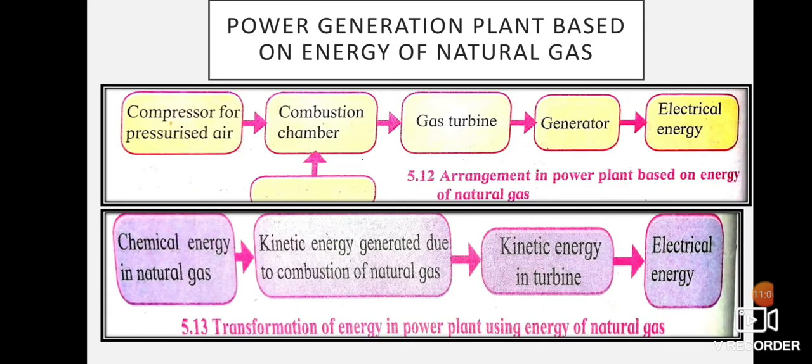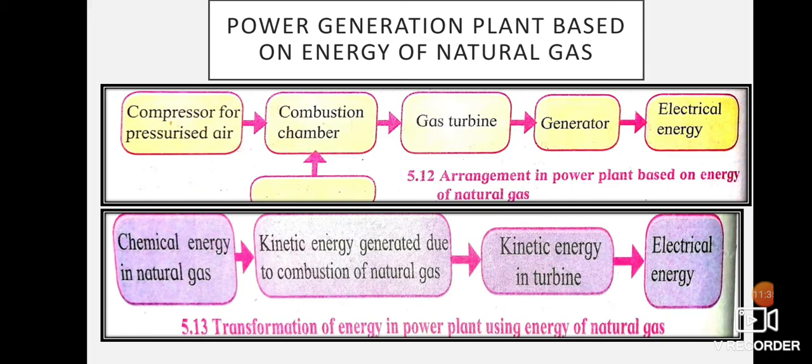Now we go to the next one: power generation based on energy of natural gas. By now you understood the method of generating electricity. If the last box is electrical energy, the second last box should be the generator, and then the turbine. Now we have to see how the turbine rotates. Here we are using the gas to rotate the turbine.